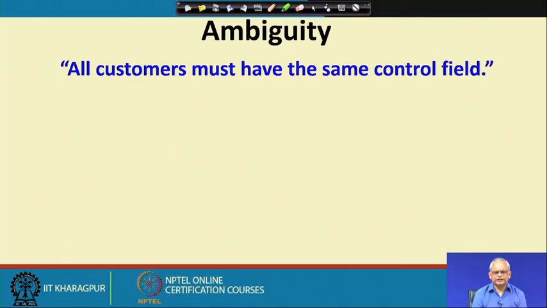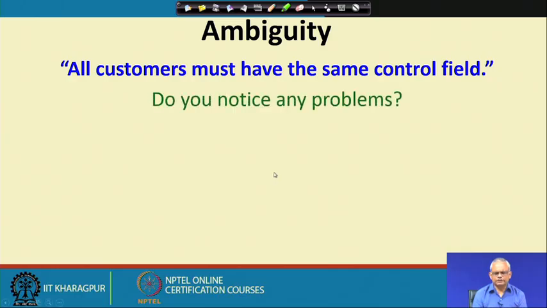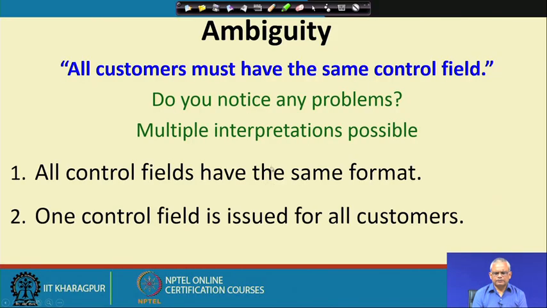Let us start by taking an example. Let us say one of the requirements that was obtained is that all the end users or customers have the same control field. This was one of the statements made. This is actually an ambiguous requirement. All customers must have the same control field. What are the problems here? The problem is that different interpretations are possible.